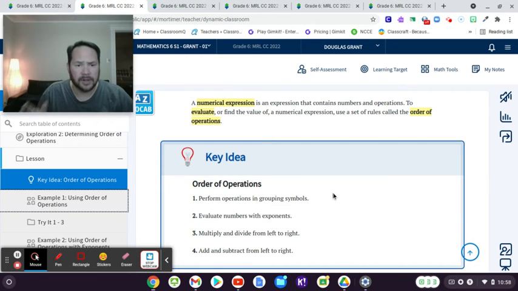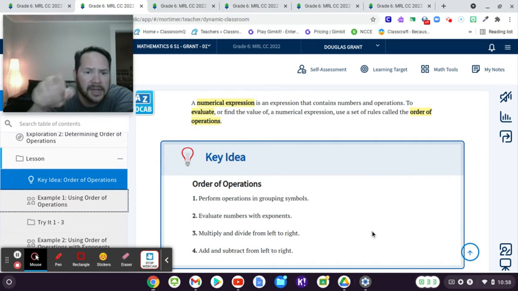Some of you may have learned parentheses, like PEMDAS. So P for parentheses, E for exponents. The D and the M are multiplication and division. You do them left to right at the same time, though. And then lastly, you have to do adding and subtracting. And again, you do those left to right as you see them. So these are the order of operations.